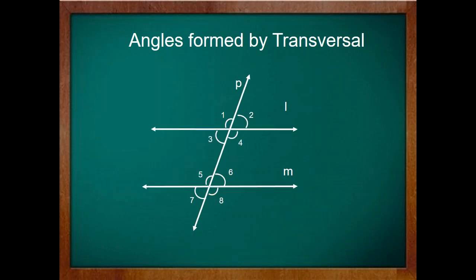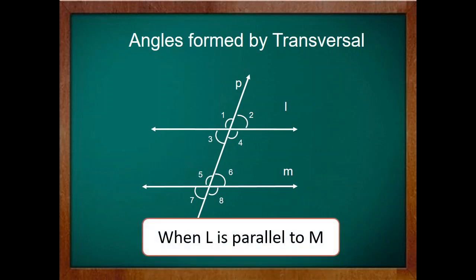So why are we learning about transversals? There is a special case when a transversal intersects a pair of lines that are parallel to each other. In such a scenario, there are some important relationships between the angles formed by the transversal. In the next few slides, we are going to learn about such angles. Are you excited to learn about them? I'm sure you are. So let's begin.